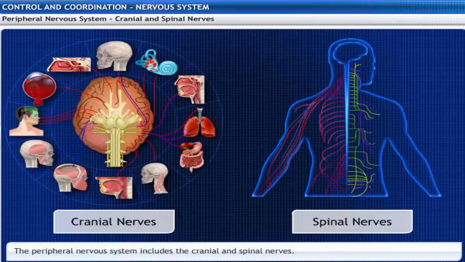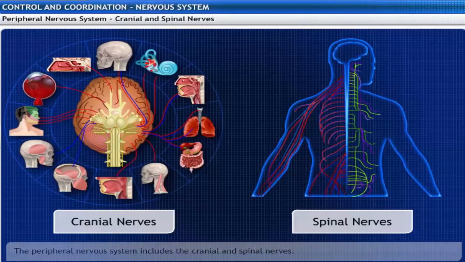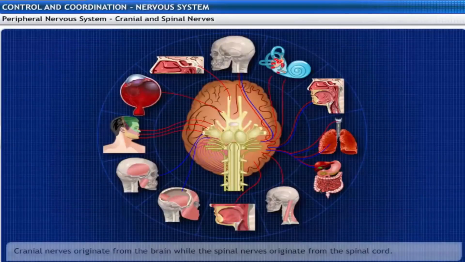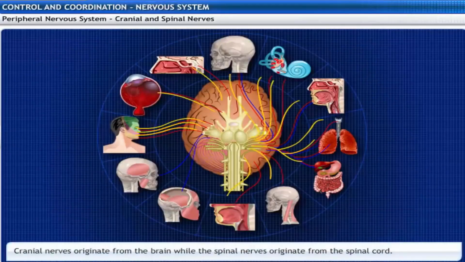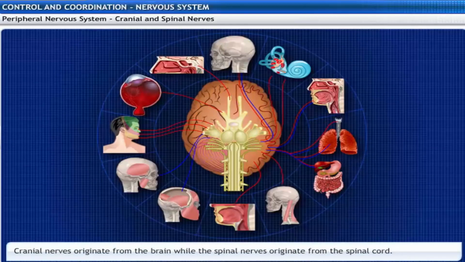The peripheral nervous system includes the cranial and spinal nerves. The cranial nerves originate from the brain, and a few cranial nerves carry impulses to and from the central nervous system. Some cranial nerves are mixed, while the rest are sensory and motor nerves.